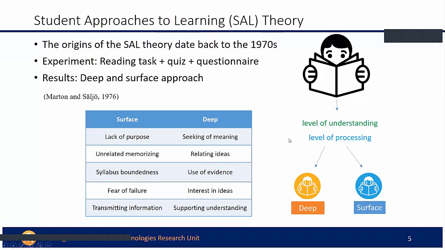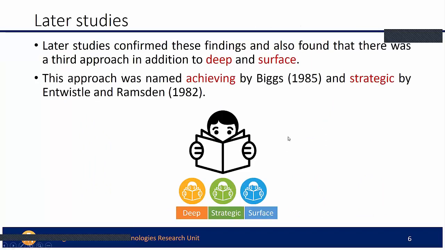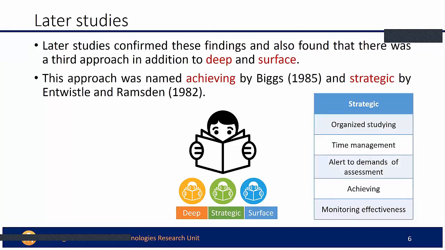Later studies also confirmed these findings, and they also found that there is another approach, which different researchers call achieving or strategic. Maybe one of the biggest differences for this group is that they have time management, so they are more strategic. They try to get the highest scores with the minimum effort. That's why they try to manage their time to achieve this goal.